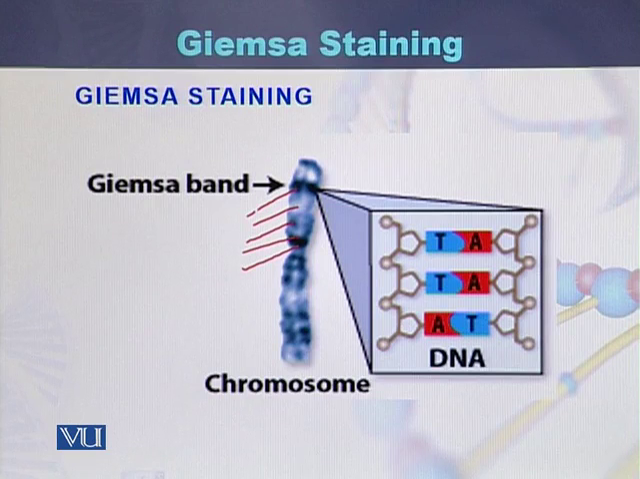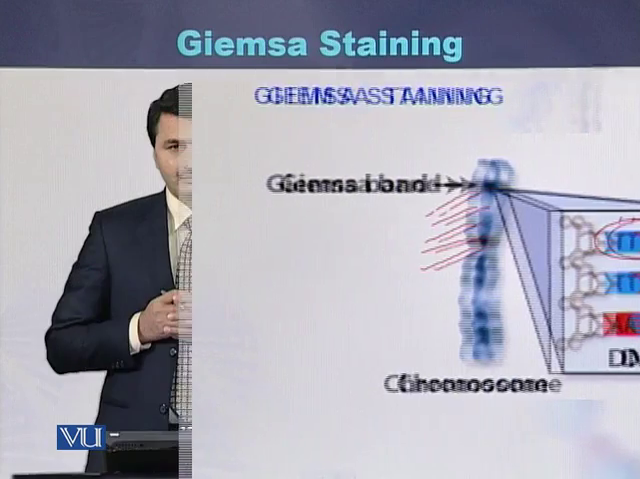Dark bands are those bands that are rich in adenine and thymine. Giemsa stain attaches to these AT rich regions. Due to AT rich regions, the chromosome shows dark bands.